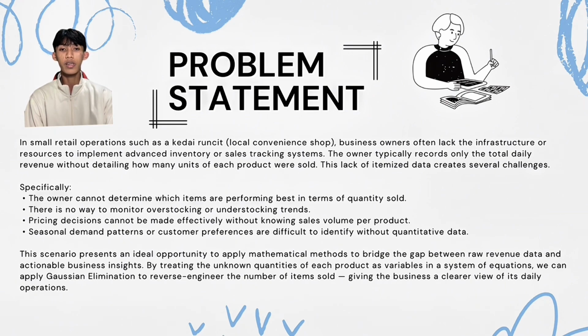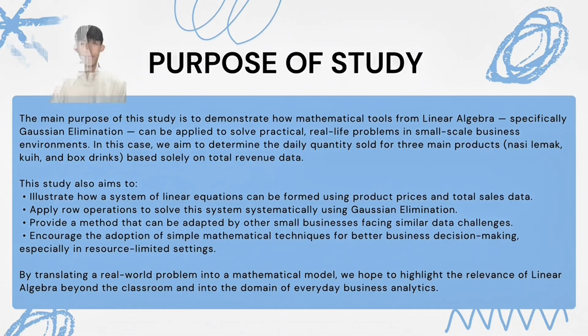This scenario presents an ideal opportunity to apply mathematical methods to bridge the gap between raw revenue data and actionable business insight. By treating the unknown quantities of each product as variables in a system of equations, we can apply Gaussian elimination to reverse engineer the number of items sold, giving the business a clearer view of its daily operation.